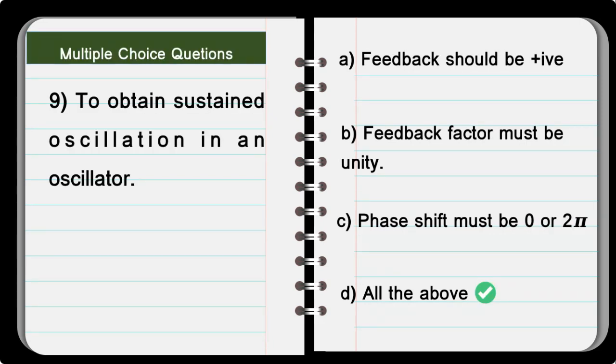I read the question once again. To obtain sustained oscillation in an oscillator. Option A. Feedback should be positive. Option B. Feedback factor must be unity. Option C. Feedback factor must be 0 or 2 pi. Option D. All the above. Correct answer is option D. All the above given factors are obeyed. That is, to obtain sustained oscillation in an oscillator, the following all are obeyed. 1. The feedback should be positive. 2. Feedback factor must be unity. And 3. Phase shift must be 0 or 2 pi.